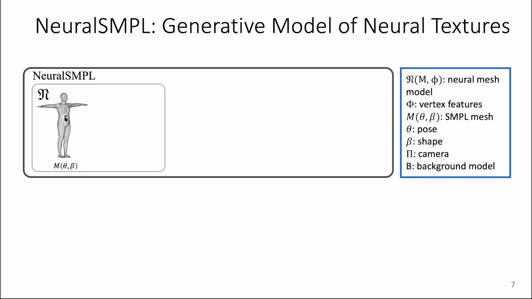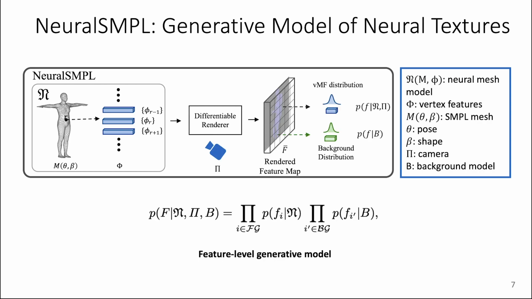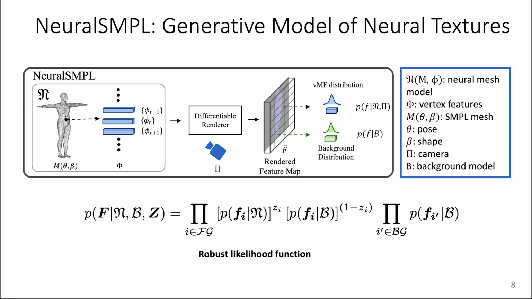We propose a feature-level generative model based on SMPL where we attach a feature vector to each vertex. Using a differentiable renderer, we obtain a rendered feature map and define a vMF distribution on each pixel. We assume a factorized distribution over the feature map that makes inference easier. To deal with occlusion, we use a robust distribution that allows the background model to explain foreground pixels when necessary. This is done by introducing a binary latent variable z for each foreground pixel.